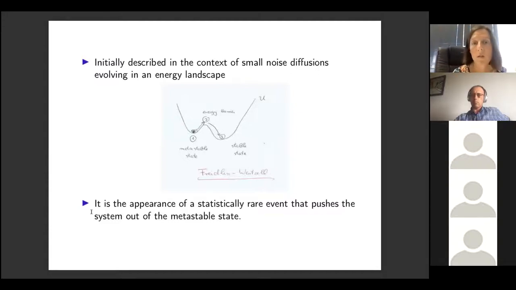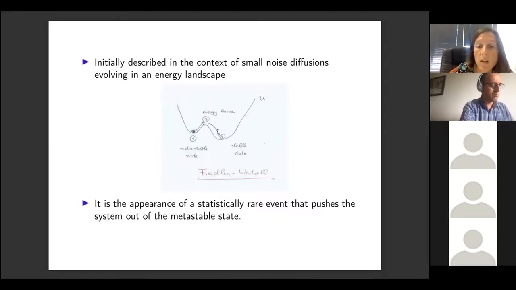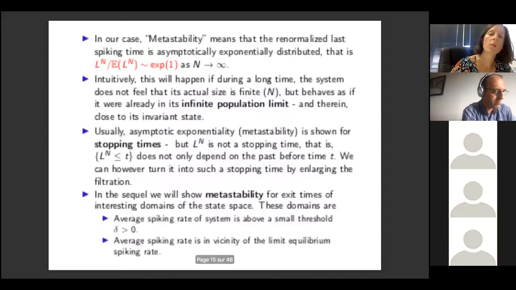You might have seen talks about metastability for small noise diffusions that evolve in an energy landscape like that. So I tried to make a picture here. So this is the energy where the diffusion lives. So you have the minimum of the energy here. So that would be a stable state. And the second local minimum here is a metastable state. And to come from the metastable state to the stable one, you have to cross this energy barrier. And the higher this barrier, the more difficult it is. So this is actually linked, of course, to large deviation theory. And it's the appearance of a statistically rare event, so this overcrossing of the barrier that pushes the system out of the metastable state into the stable one, if there is a stable one. Okay. So of course, for the neurons here, I don't have an explicit shape of an energy, but I will show something similar in the framework of the neurons.